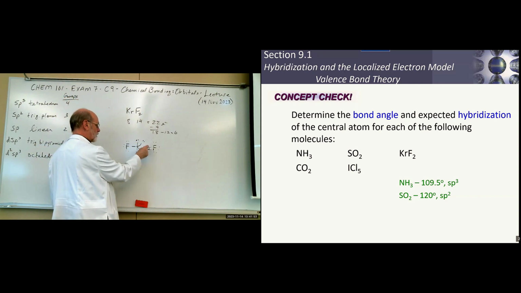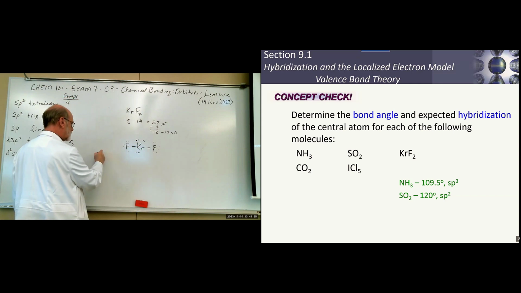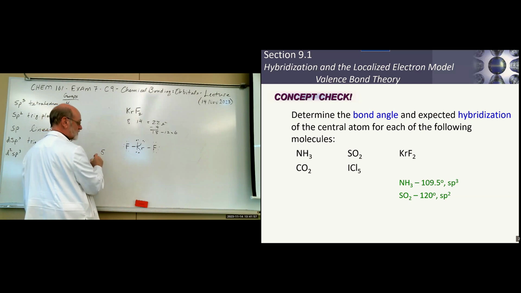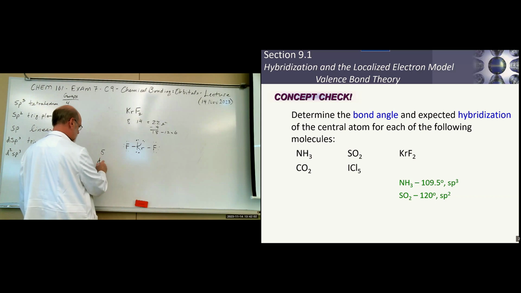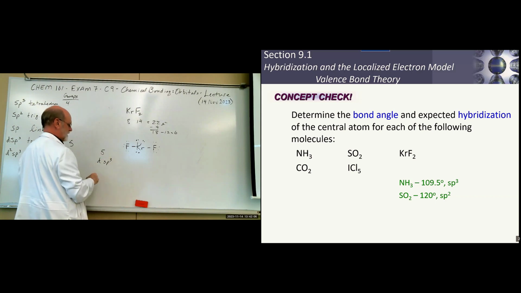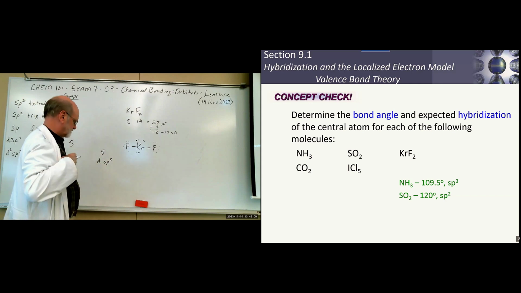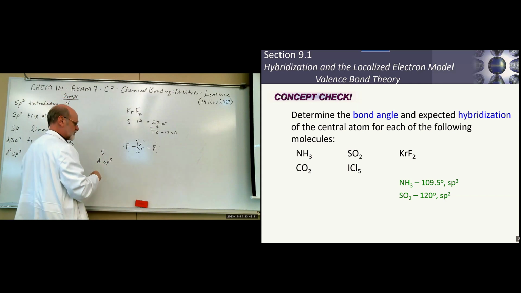1, 2, 3, 4, 5. We have 5 groups, which means we need 5 hybrid orbitals. So we need d, 1, 2, 3, 4, 5. dsp3. So that means we have the possibility.